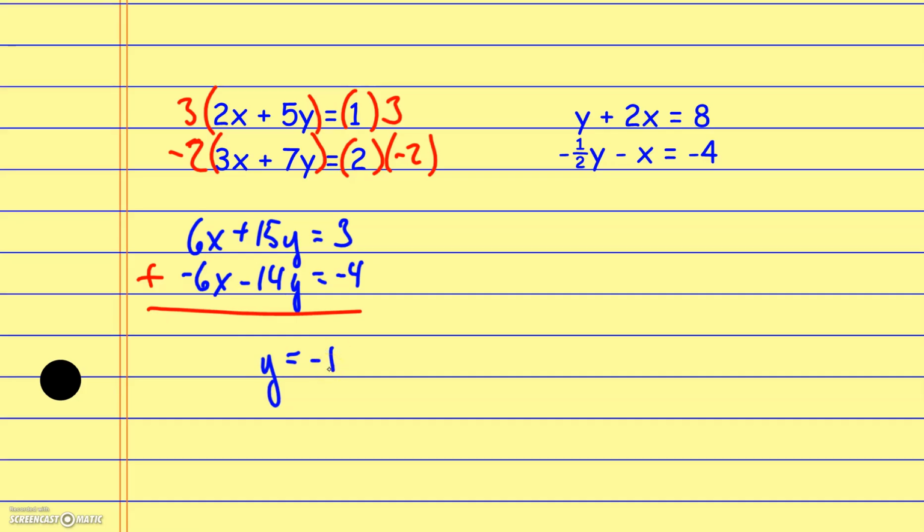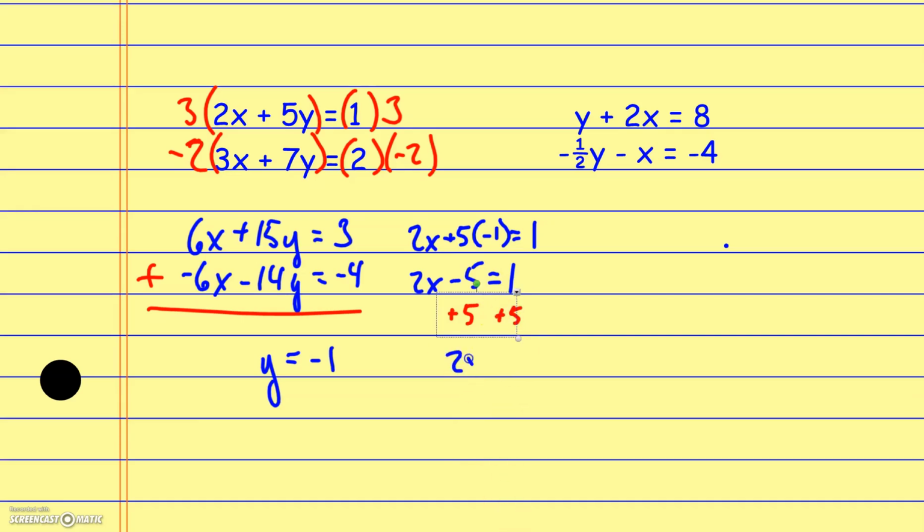And now from here, I've got to plug this into one of the equations. I'm going to plug it into the first equation. That seems like the easiest one to plug it into. So I do 2x plus 5 times y, which is the negative 1, equals 1. And now I have to solve. That's minus 5. I have to add the 5 to each side.